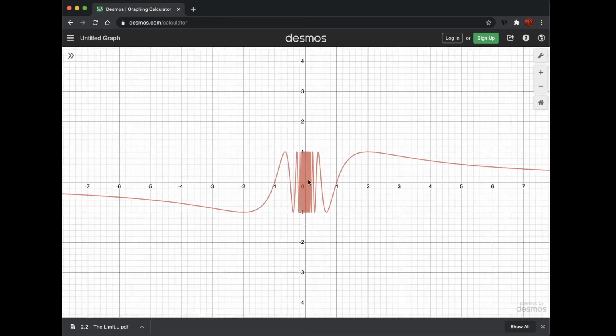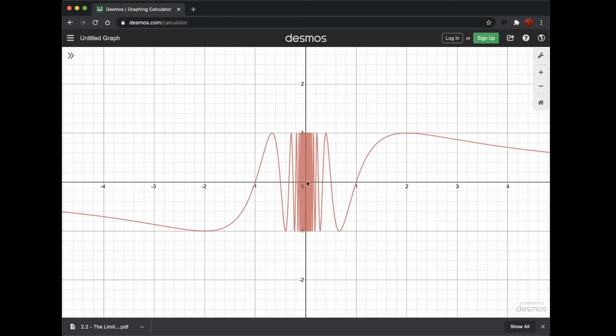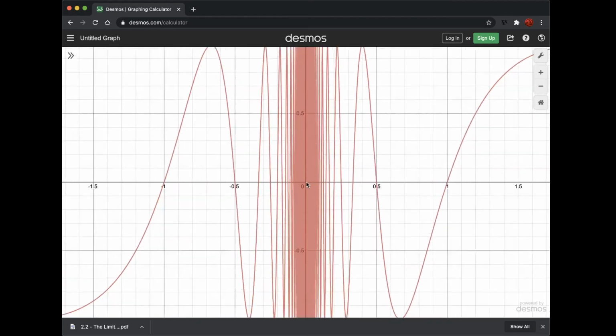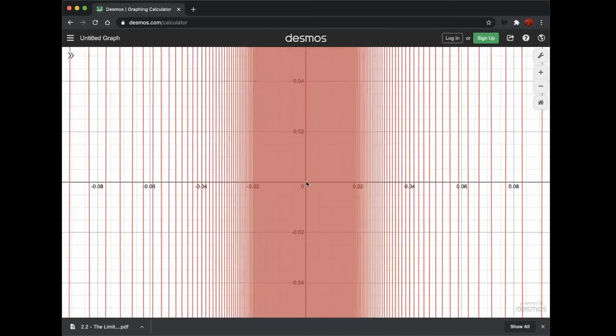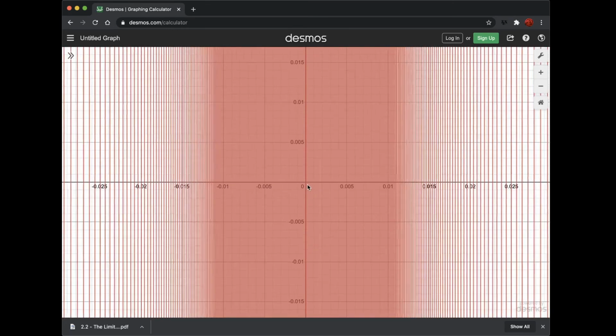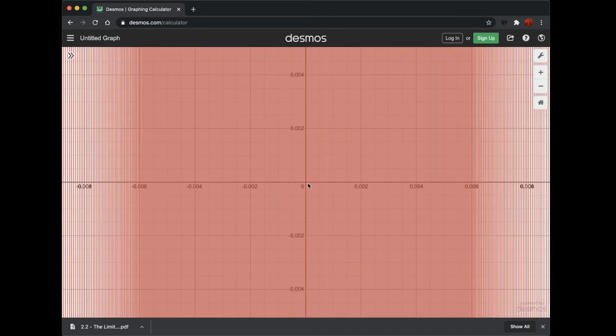So let's zoom in. You can just use your mouse wheel to do this. We'll just zoom in at the origin and see what happens as we get closer. Maybe if we just keep on going, maybe eventually it will calm down. And it just seems to get worse. The more you zoom in, the faster the graph oscillates.